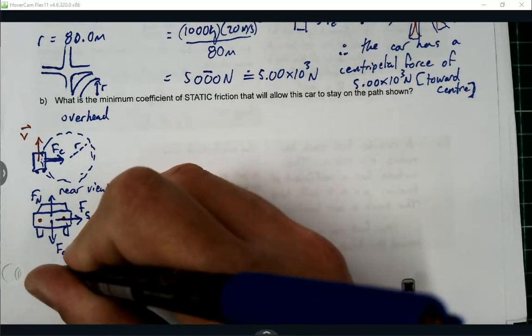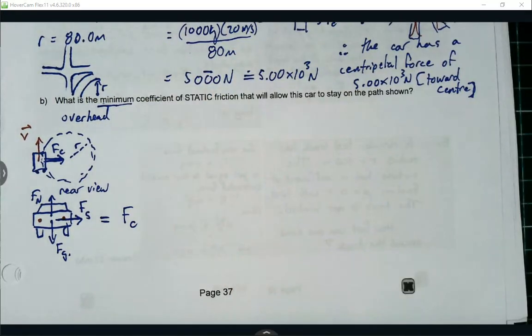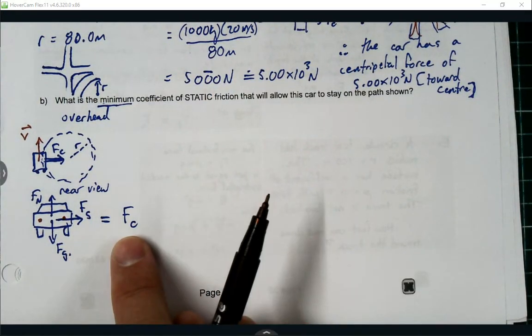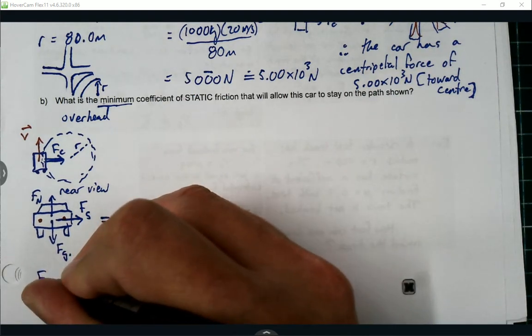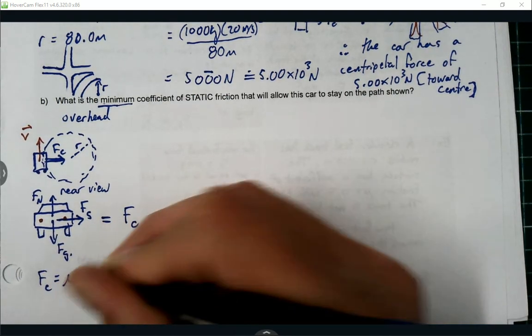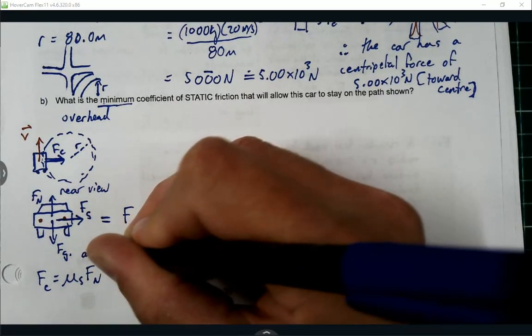So I want to make a quick little note. If I want to be able to, at a minimum, notice, minimum is a key word here. At a minimum, my static friction force has to supply that FC. Okay, so at a minimum, I would say that FC has got to be equal to mu s times Fn at a minimum.